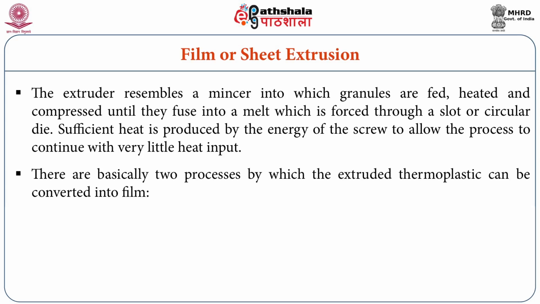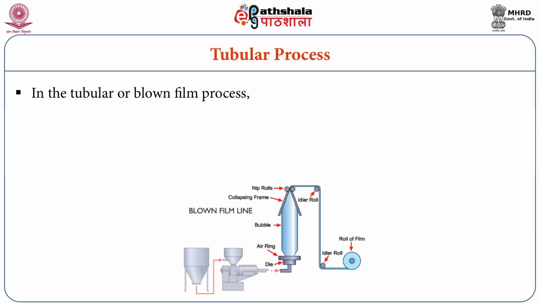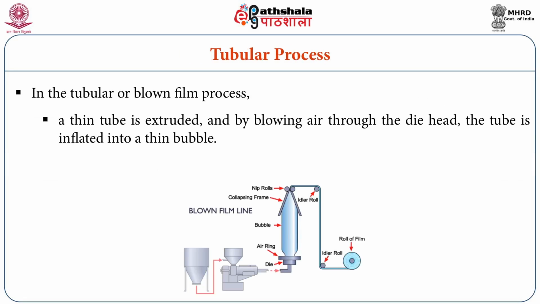Sufficient heat is produced by the energy of the screw to allow the process to continue with very little heat input. There are basically two processes by which the extruded thermoplastic can be converted into film: the tubular process and the flat film process. The tubular process. In this process, a thin tube is extruded and by blowing air through the die head, the tube is inflated into a thin bubble, which is cooled, flattened out and wound up.